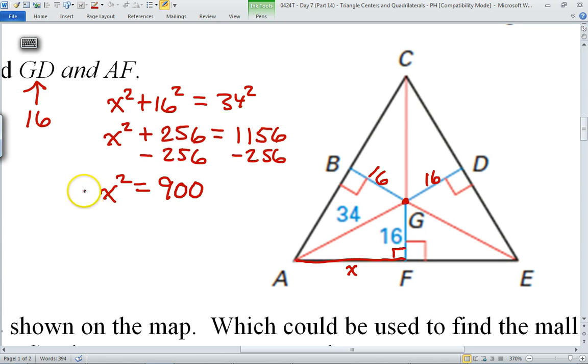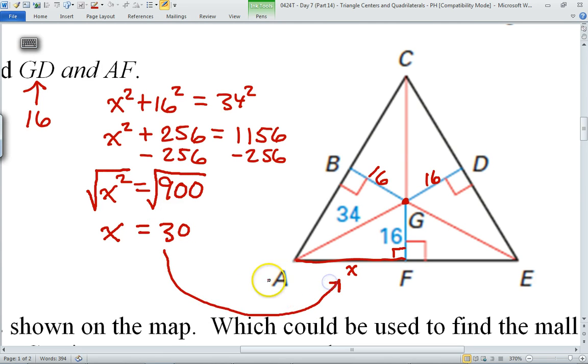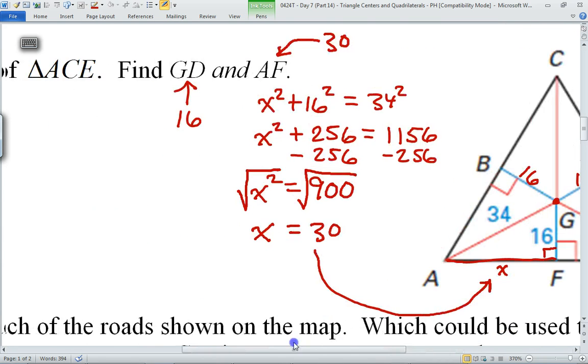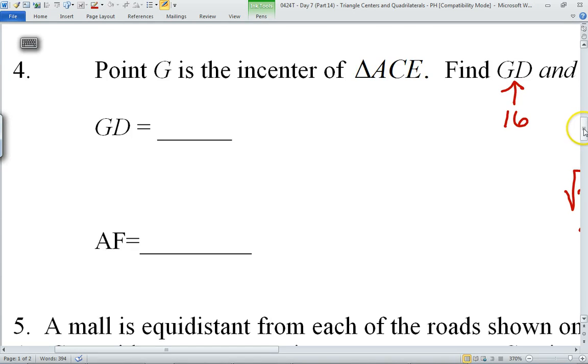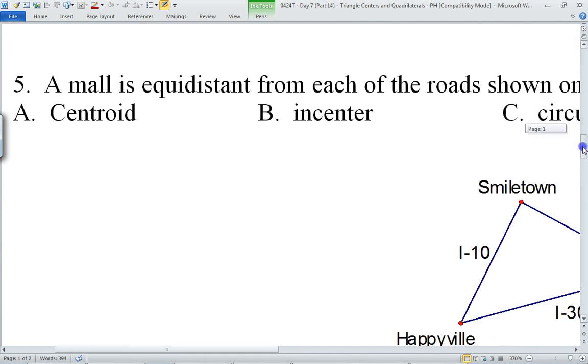Alright, so now it's time to take the square root of both sides. So if I do that, that's going to give me x equals 30. So that is AF that we just found. So AF is 30. Okay, so that is what we had to do for problem number 4. Let's take a look at problem number 5.